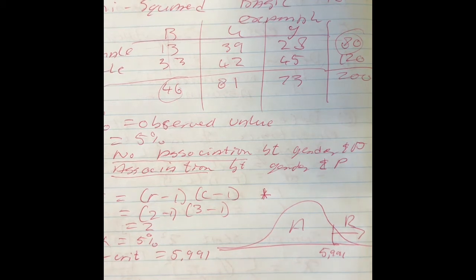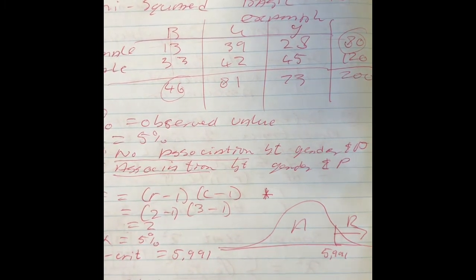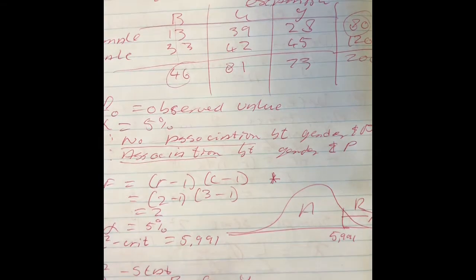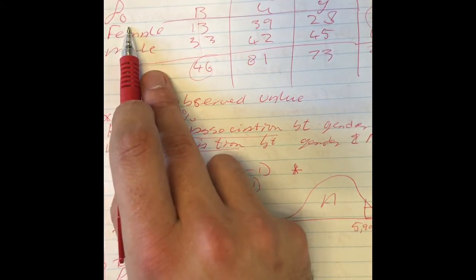You'll still have a sample size of 200. You'll still have 46 beat preferences, 81 grow preferences, and 73 youth preferences. You'll still have 80 females and 120 males. So this is our expected values, and this is our observed values.